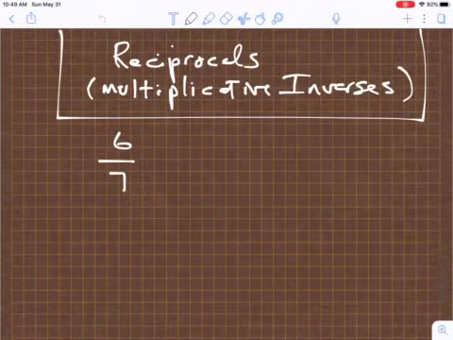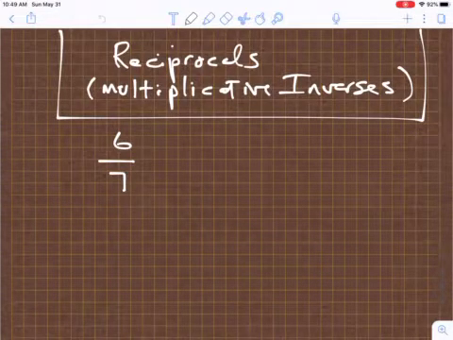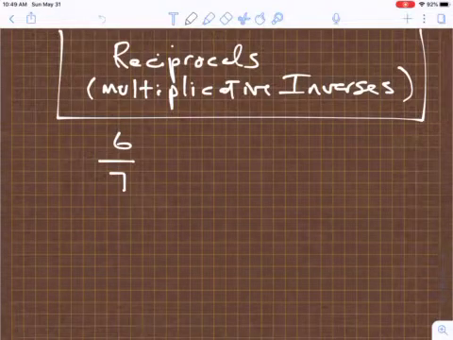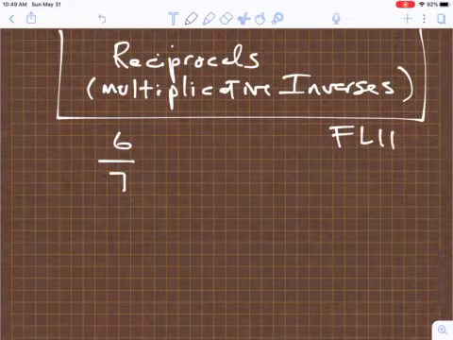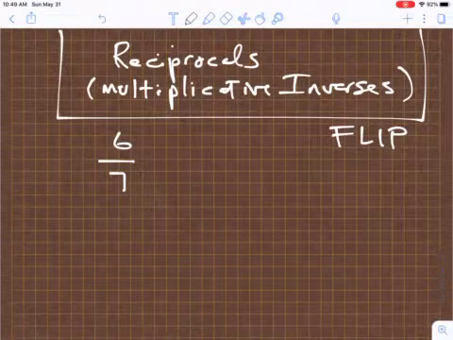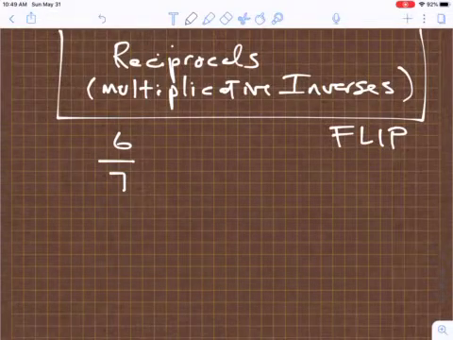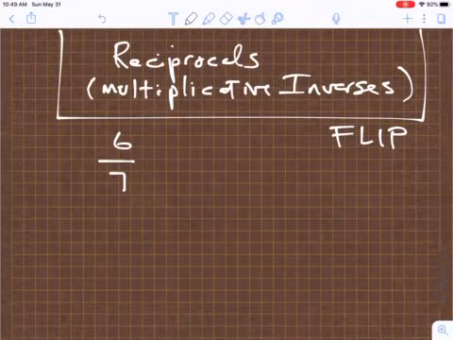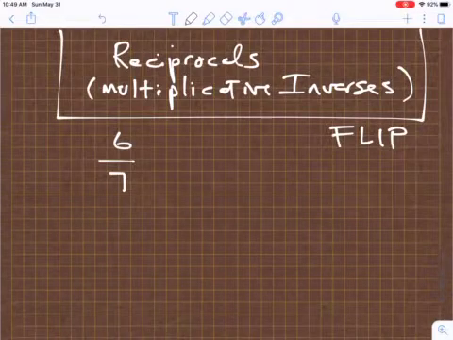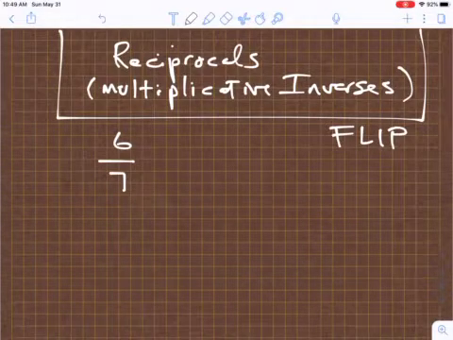So we're going to talk about reciprocals really quick, and basically the word I want you to know is the word flip. All right, so if you're dealing with reciprocals, pretty much it means you take something, you write it as a fraction, and you flip it. It is that simple. That's all you do.